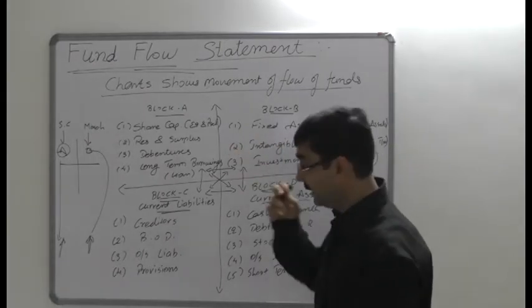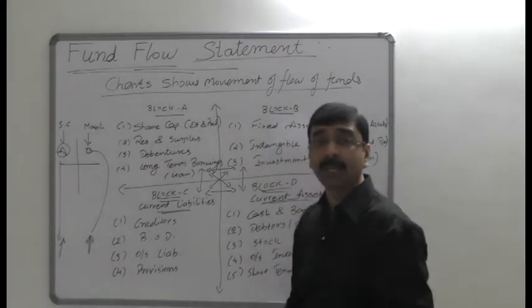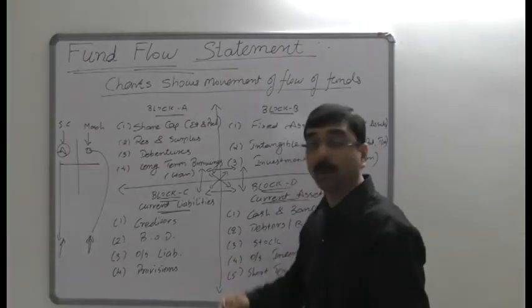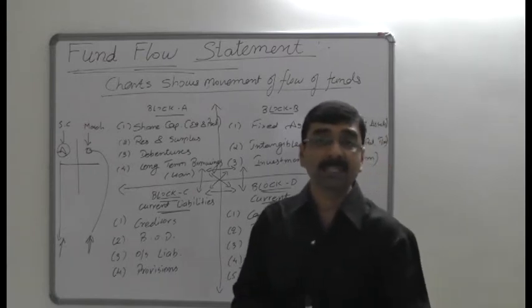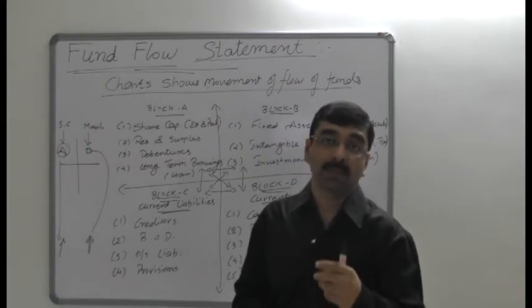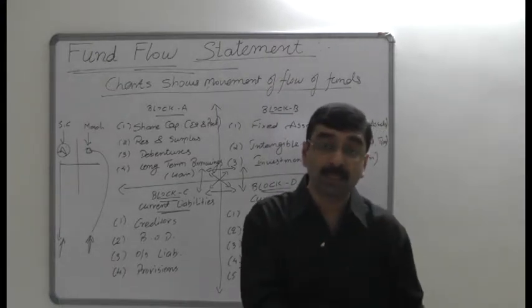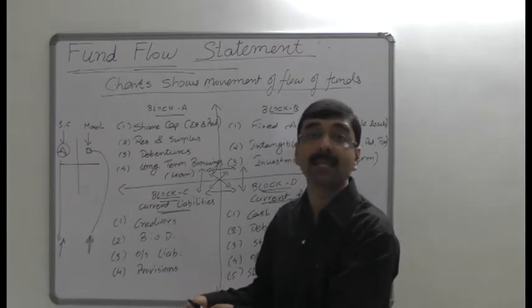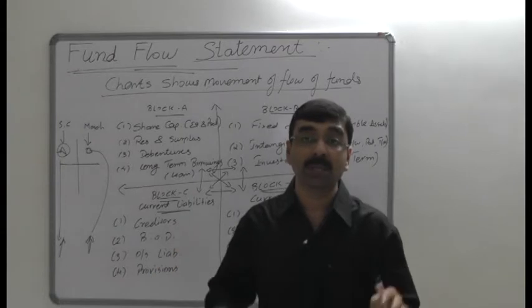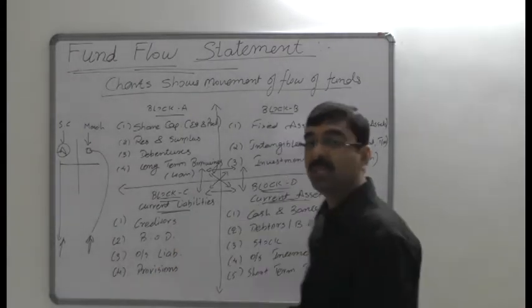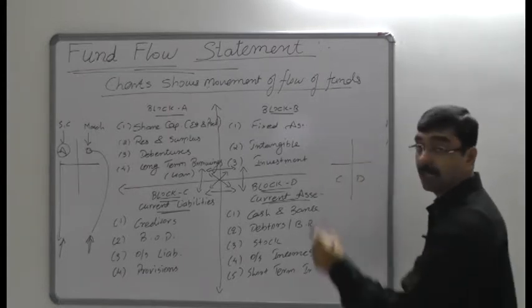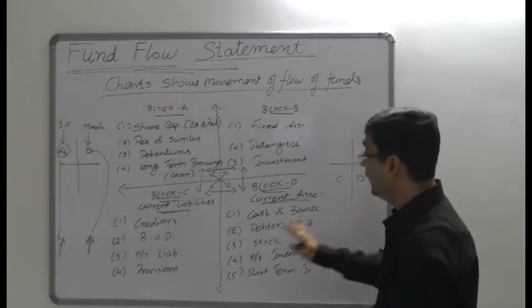Taking another example, consider transactions affecting the two lower blocks. For example, if cash is paid to creditors, there is no change in funds because of the decrease of creditors on one side and the reduced cash balance on the other side. It affects both sides equally with the same amount and the same value, so it does not change the working capital.